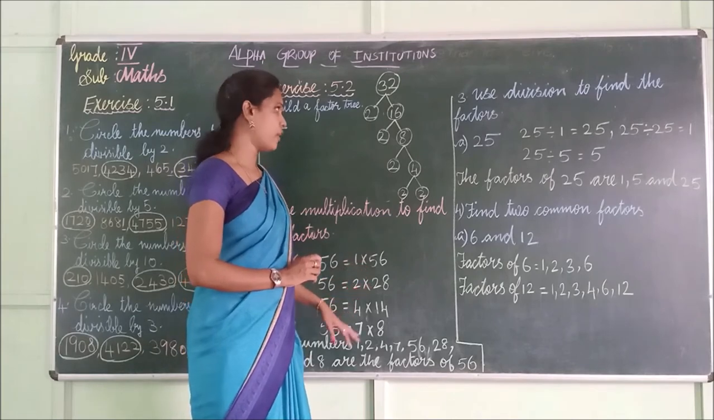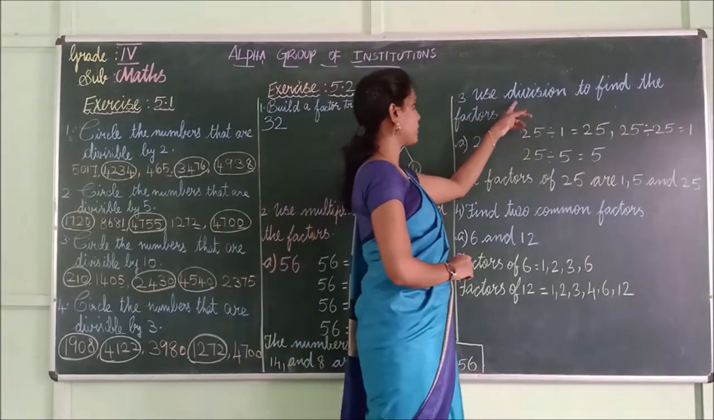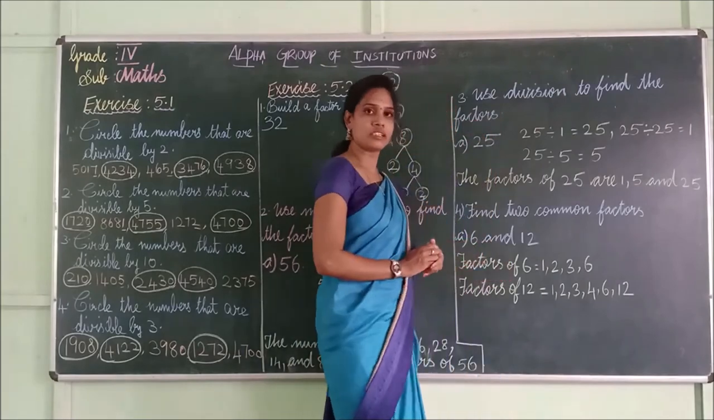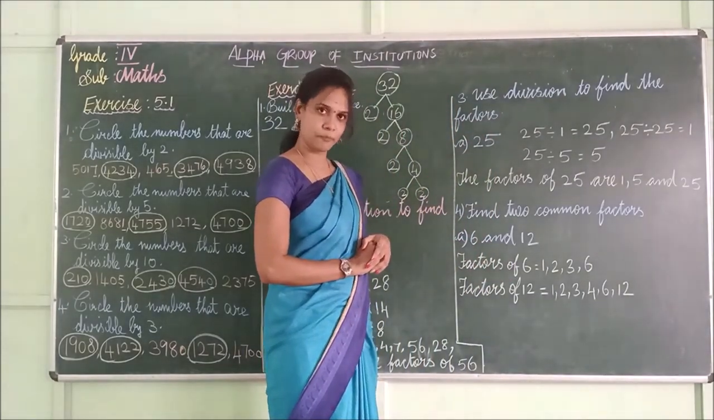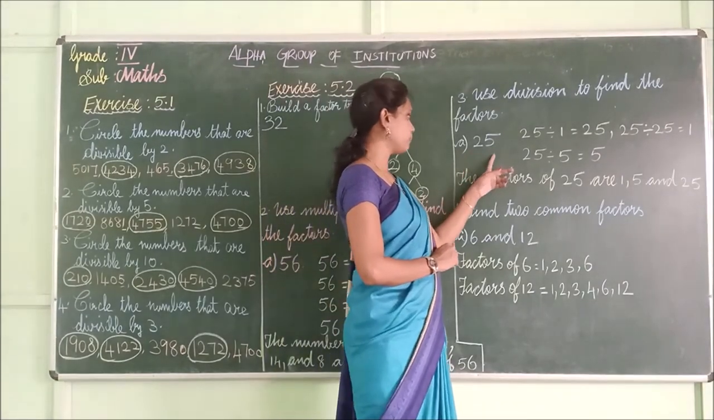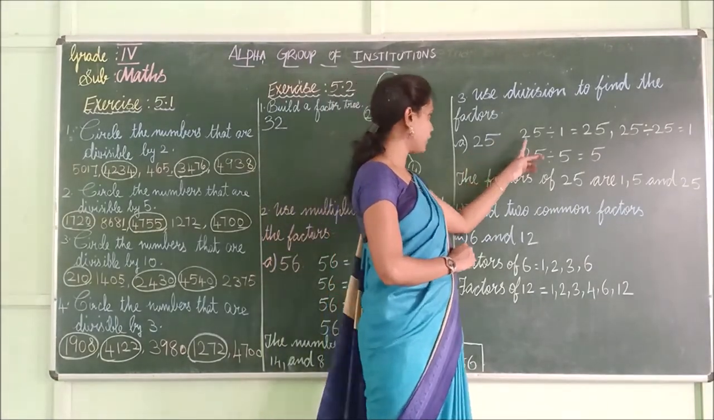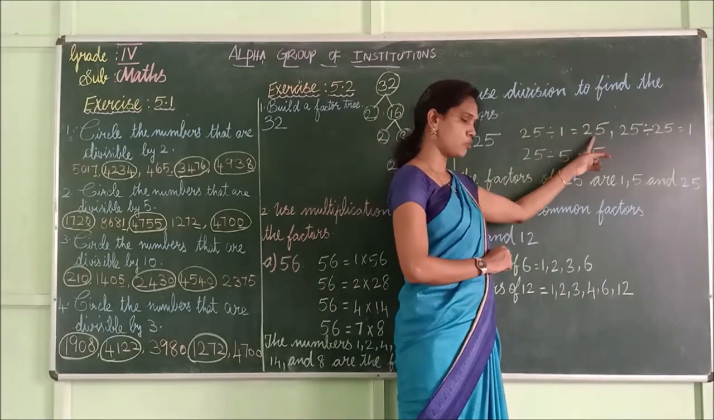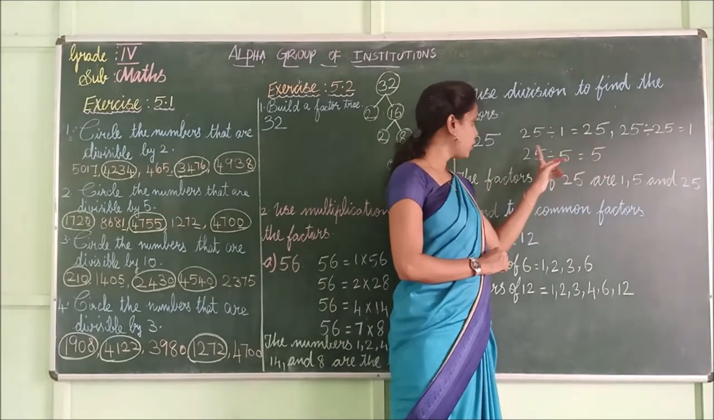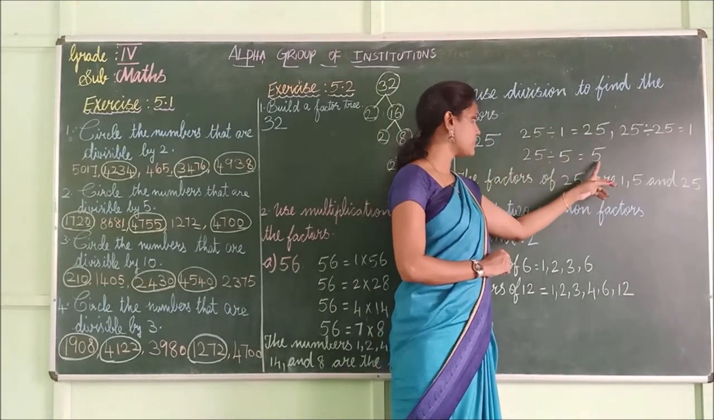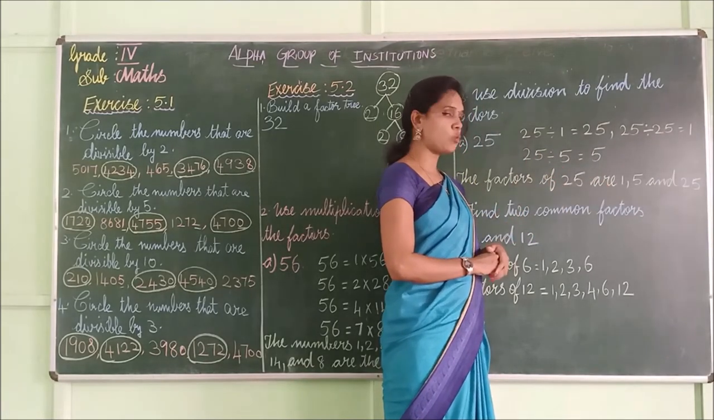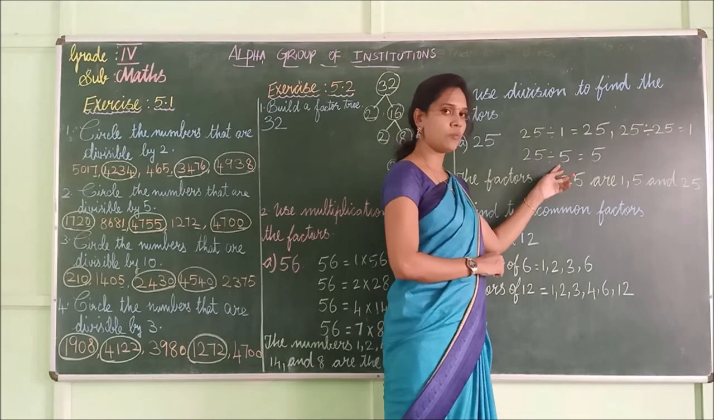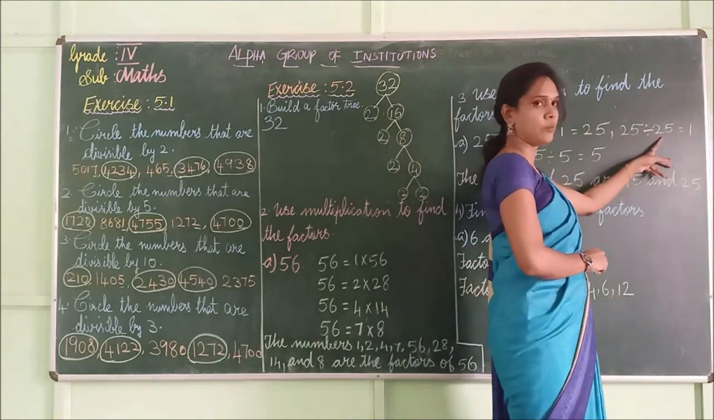Okay children, fine. Next, use division to find the factors. Here we have to use the division method. See 25. 25 divided by 1 is equal to 25. 25 divided by 5 is equal to 5. 25 will divide in the 1 table as well as the 5 table and also the 25 table.